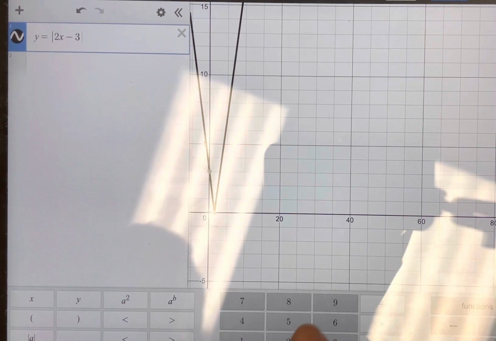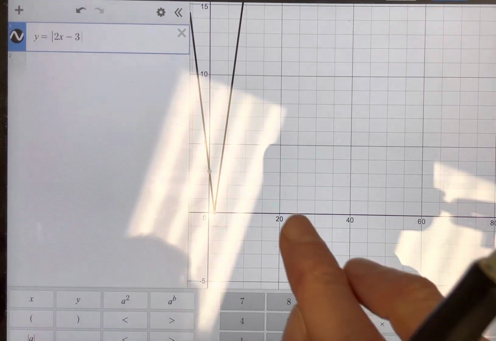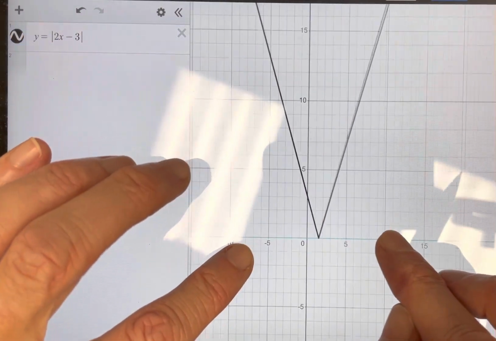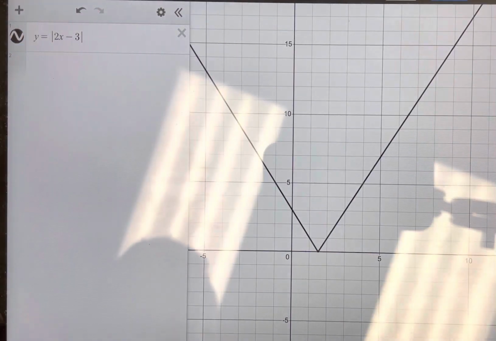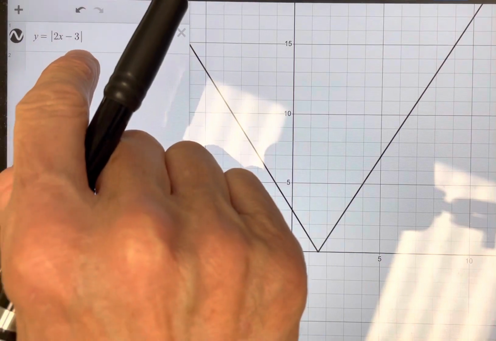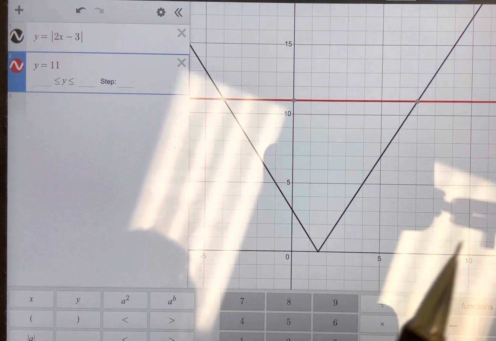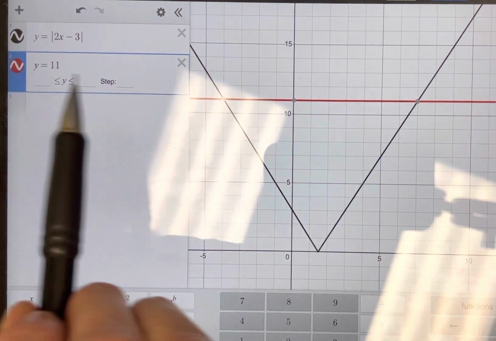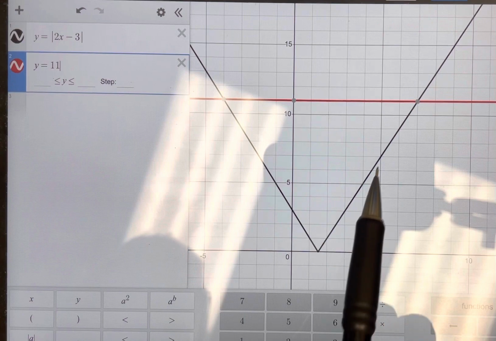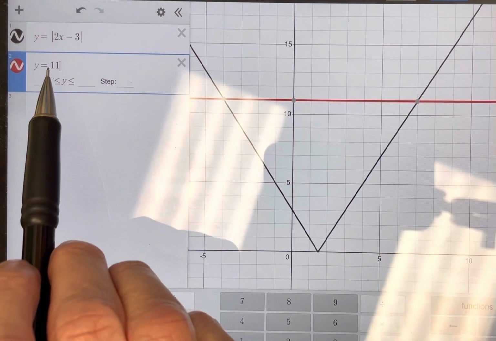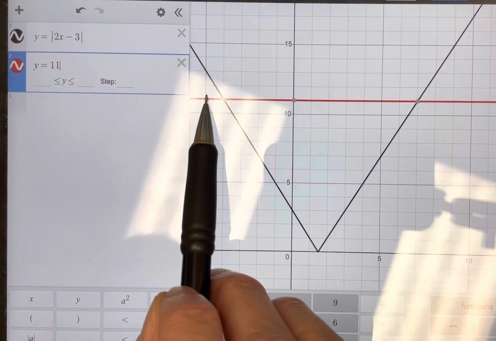You may recall from previous math classes, absolute value always graphs as a V, and there's an example of that right there. The right side is 11, so how about y equals 11? And then we're going to look for the intersection places. Well, my absolute value graphed in black, so there's the absolute value. My horizontal line graphed in red, there's y equals 11.